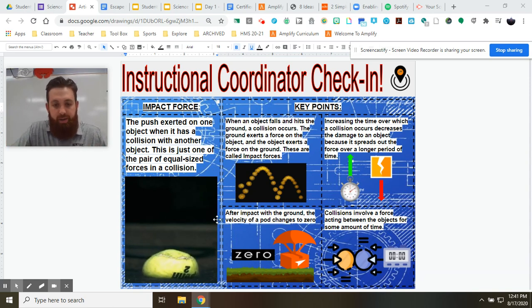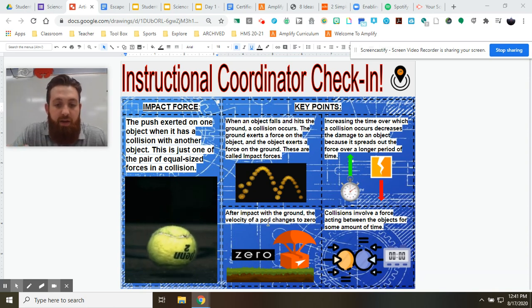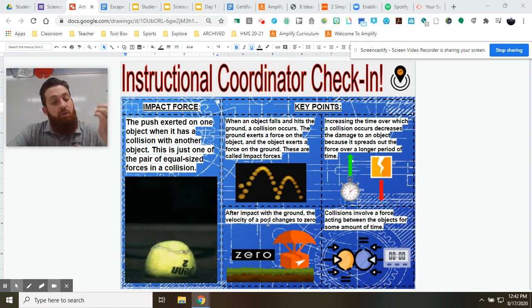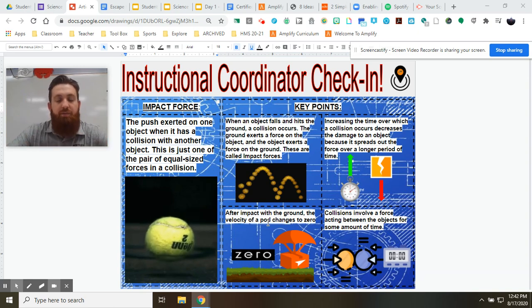Okay. So the other two we want to look at: after impact with the ground, the velocity of a pod can change to zero. So when something impacts with the ground, you're going to see the velocity change to zero. It's going to do that rather quickly. And for our drop pod idea, that's important because, again, we have to take into consideration damage, all of those exerting forces, and how we're going to fit the criteria of our overall design.